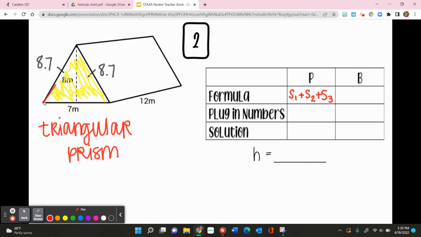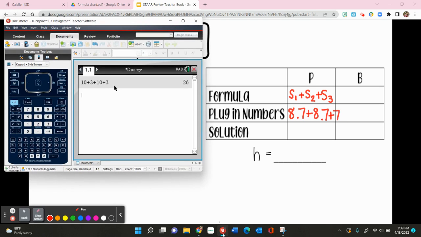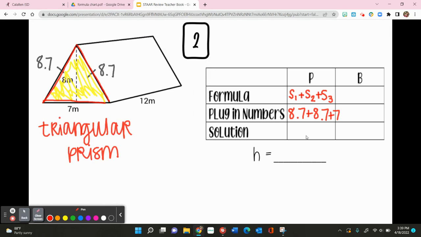So for side 1, I have 8.7 plus side 2 is also 8.7 plus side 3, which is 7. So now I'm going to plug this in and simplify it. 8.7 plus 8.7 plus 7 is going to give me 24.4. So the perimeter of my triangle is 24.4. The perimeter of my base is 24.4.